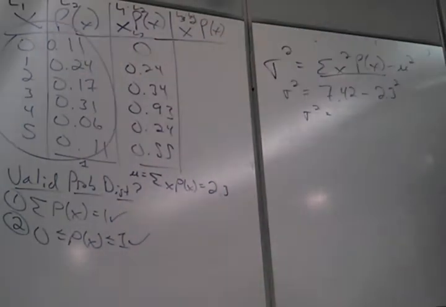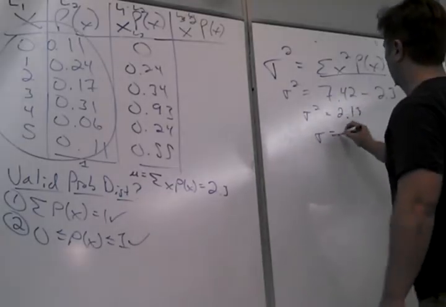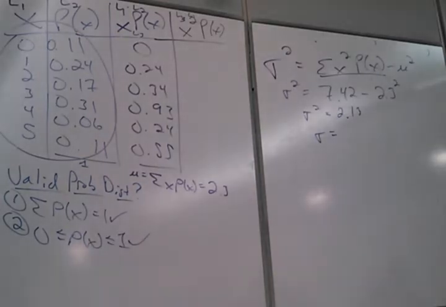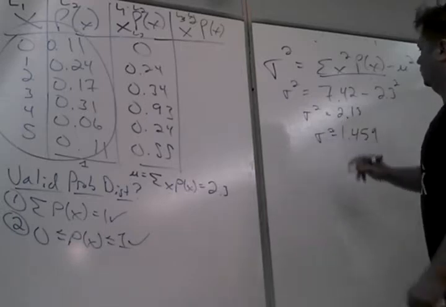Subtract 2.3. So 7.42 minus 2.3 squared. 2.13, yeah. And then how do you get the standard deviation? Square root. Square root of that. 1.459. Okay.